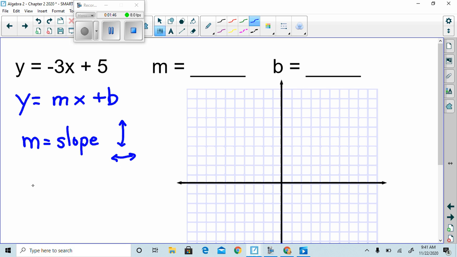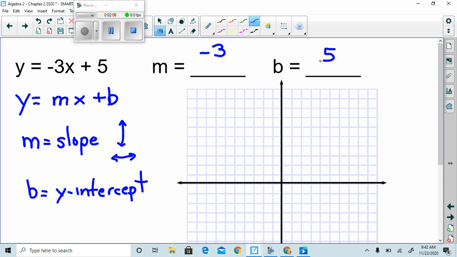And then we'll have our y-intercept, which is b, which is our point on the y-axis. And you always start graphing with the y-intercept. So number one, let's identify. My slope is -3, and my y-intercept is 5.